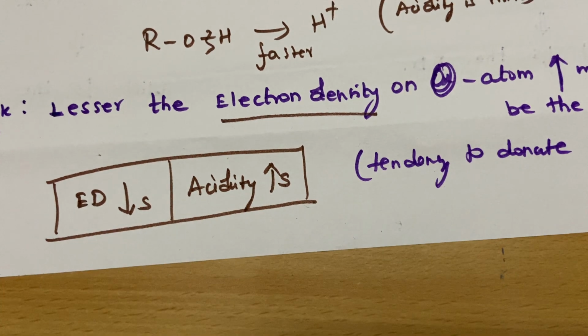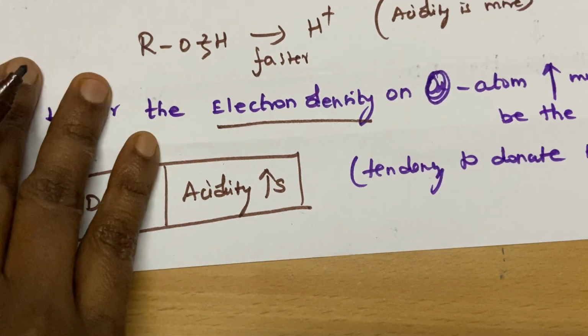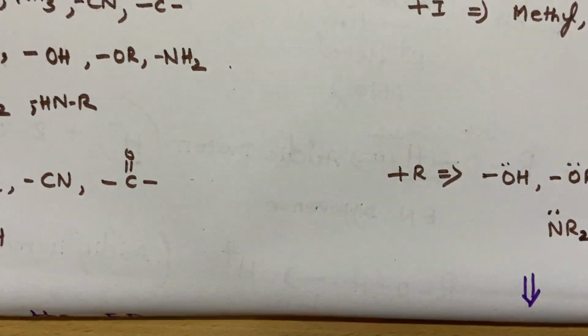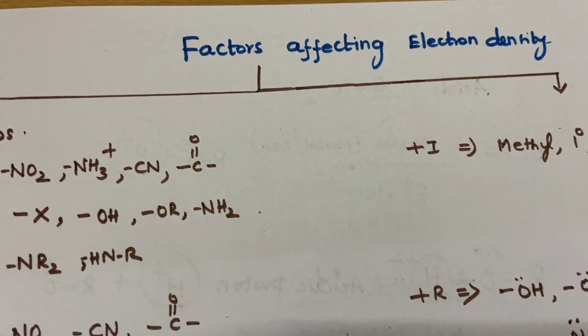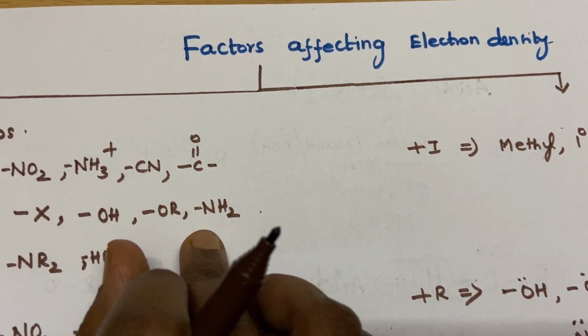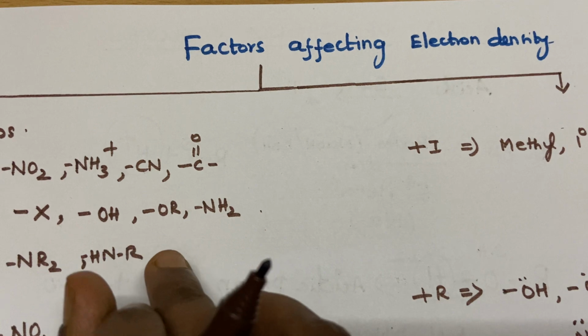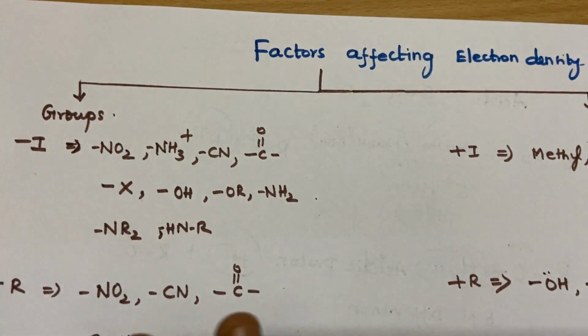So how do we know whether the electron density is decreasing or increasing? We have to know the factors that affect electron density. Students, in my previous videos I have discussed in detail how to find the plus I and minus I inductive effect groups, and plus R and minus R resonance groups. I will give the link in the description box. Please watch it, it will be worth it. After watching that, this will be easy for you.